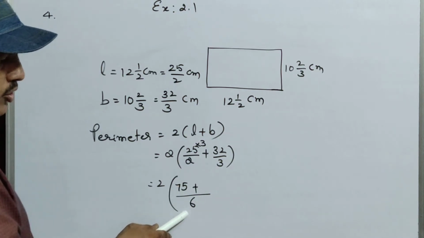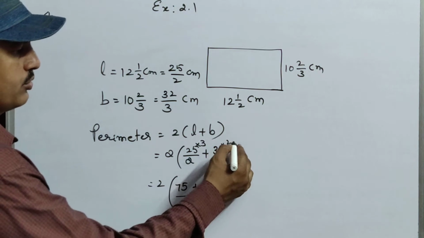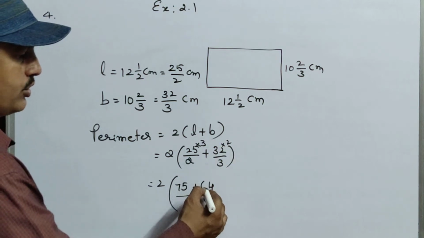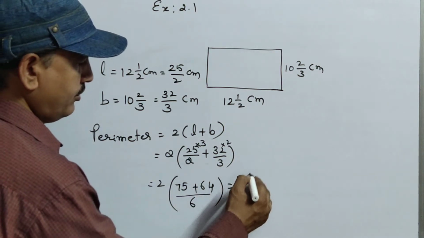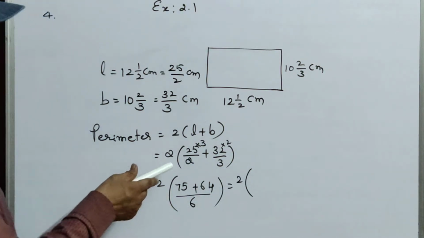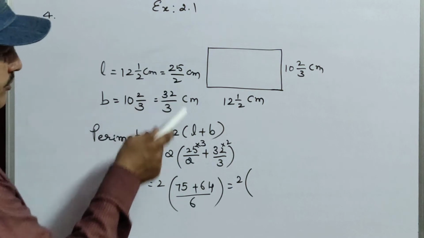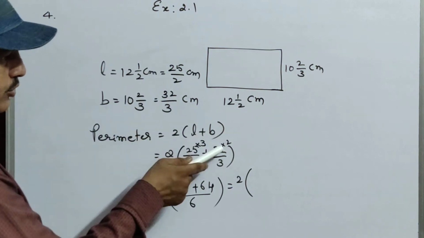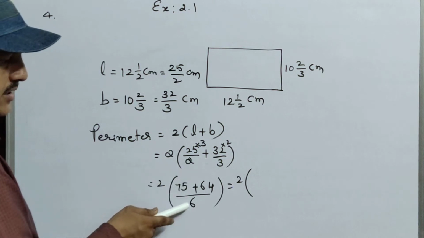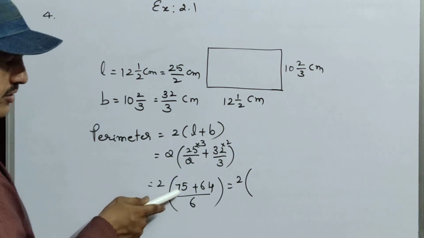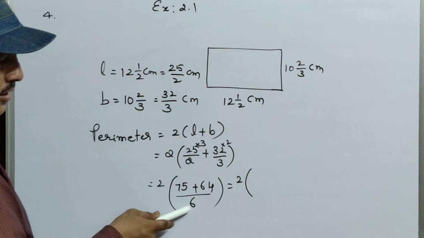In the 3 table, 6 is how many times? 2 times, into 2. 2 2s are 4, 2 3s are 6. Once again you check it. Length means 25 by 2, breadth means 32 by 3. For 2 and 3 the LCM is 6. In the 2 table, 6 is 3 times. 3 into 25 is 75. In the 3 table, 6 is 2 times.